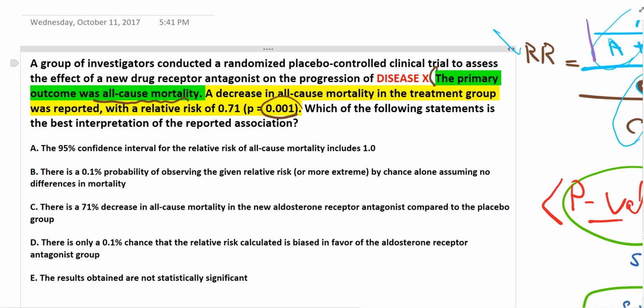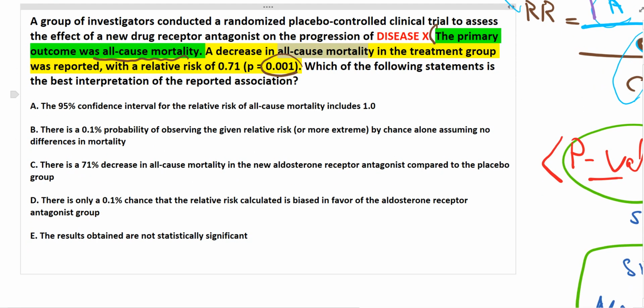The percentage of all dead people was 0.71. It's like out of 100, let's say 71 people died because they were treated. Remember, this is how many people died in comparison to not exposed people. How did I know? Because it told me here all-cause mortality, all people who were dead in the treatment group, was reported. On that premise, let's read our choices.